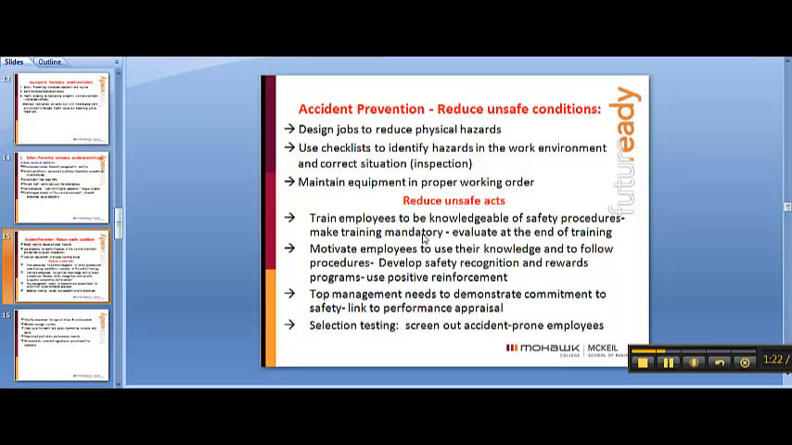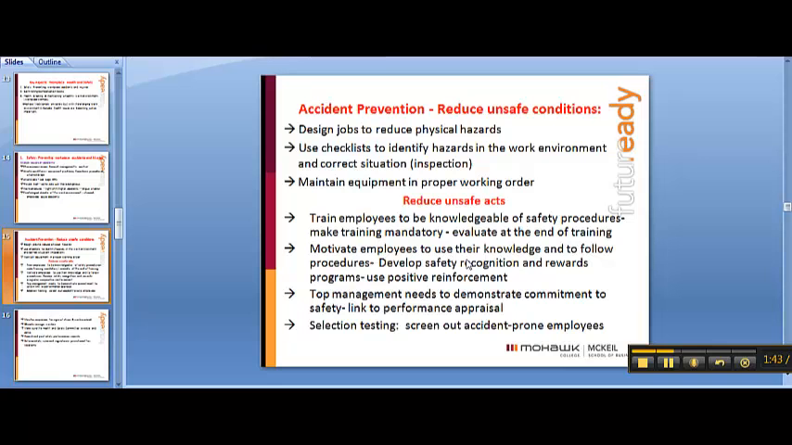I know here at Mohawk College we do a lot of health and safety training, and we have all the testing online through eLearn. So even setting up some multiple choice questions for them to do, even online seminars, that kind of thing, so people know what constitutes an unsafe act. Motivate employees to use the knowledge that they have to follow procedures.